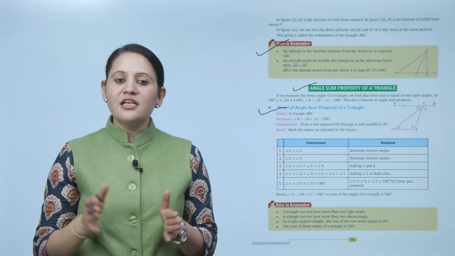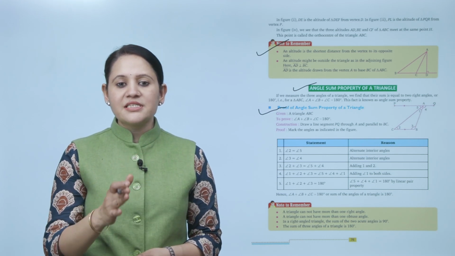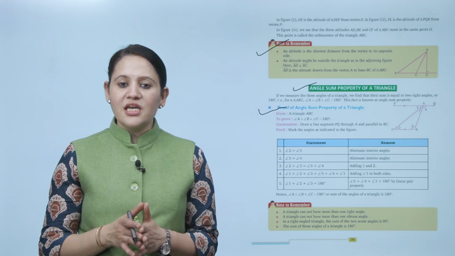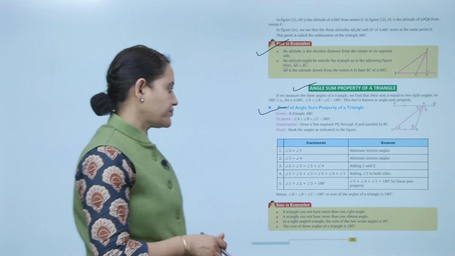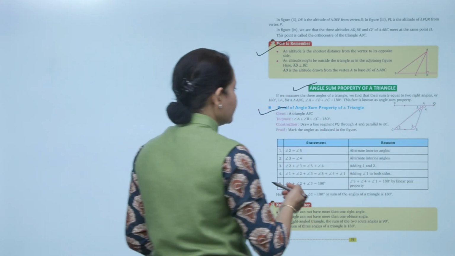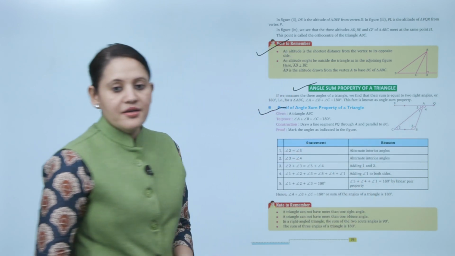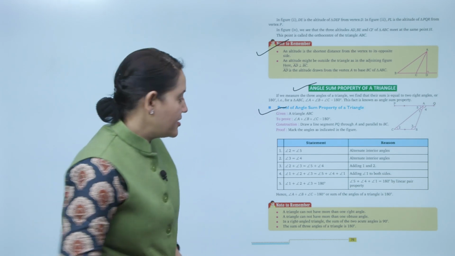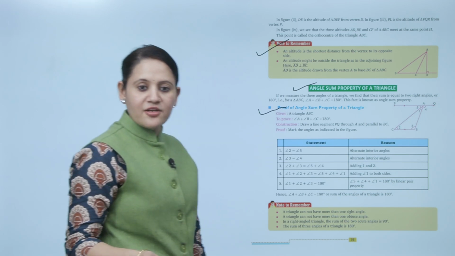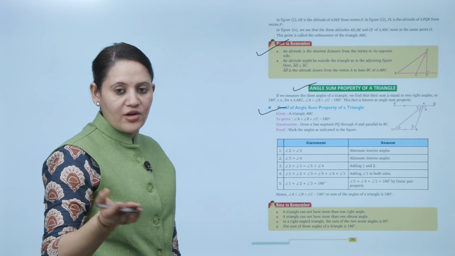Here a triangle ABC is given. We have to prove that angle A plus B plus C equals 180 degree. Construction: draw a line segment PQ through A and parallel to BC. We'll draw a line segment PQ through A that is parallel to BC, parallel to this side. Now statement and reason. Angle 2 equals angle 5. Angle 2 equals angle 5, they will be alternate angles. Angle 3 equals angle 4. Again they are alternate interior angles.